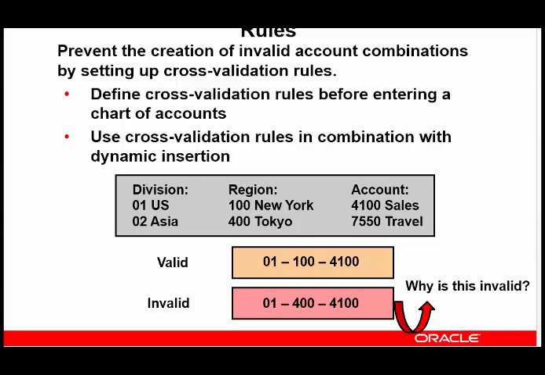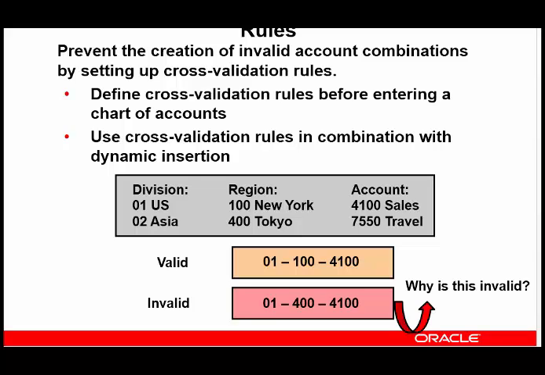So you see here that with the cross-validation, the values of the two segments are validated, and you have certain rules that say that certain values do not go with each other. So for example, if I say 01 is the US and 100 is New York, then it is fine because US and New York are okay. But then if I have Asia 02 and Tokyo 400, if I attempt to put 02 and New York, you will get an error.